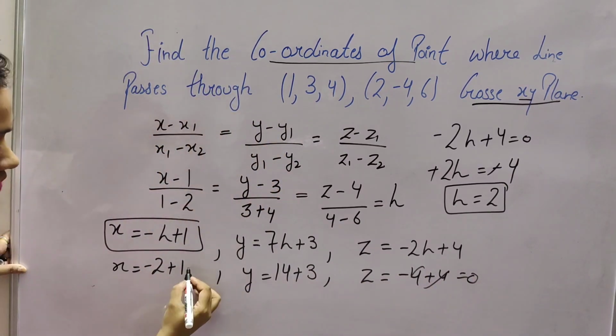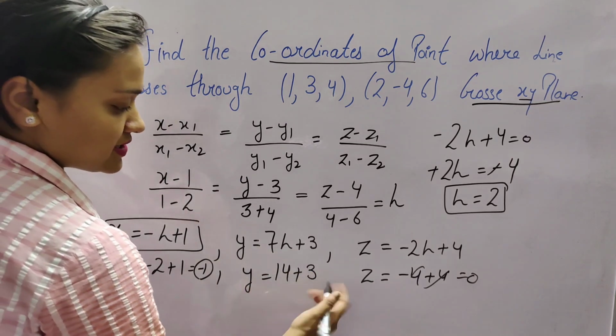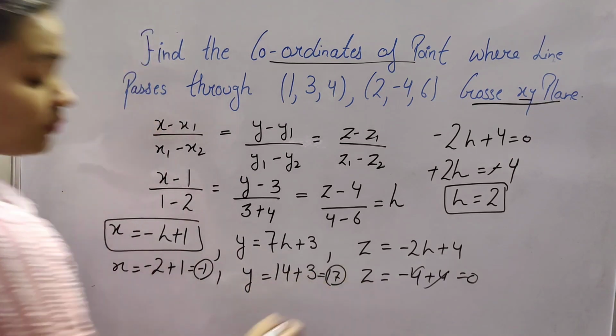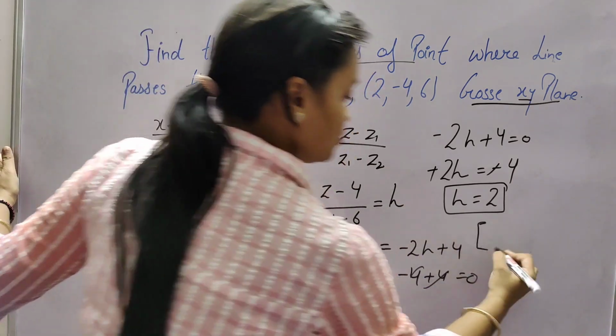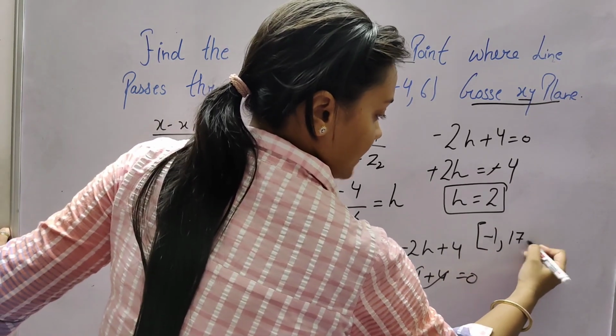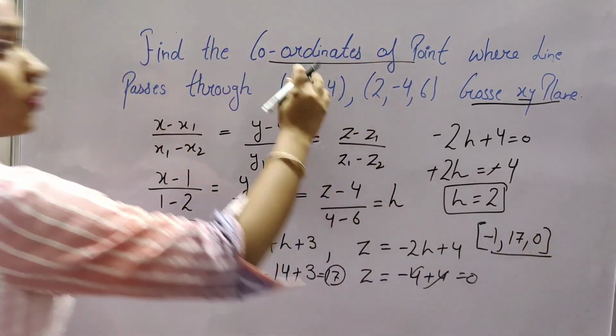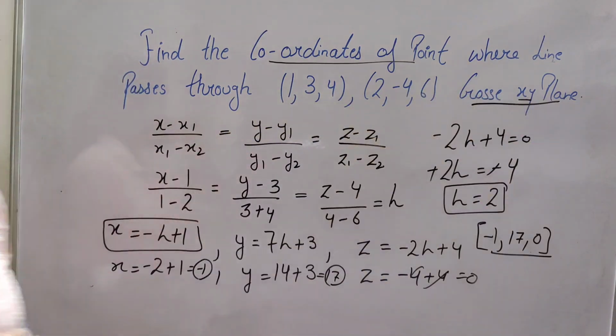Solving this you get minus 1, and solving this you get 17. So the points you get are minus 1, 17 and 0. These are the coordinates of the point where the line passing through these 2 points crosses the xy plane.